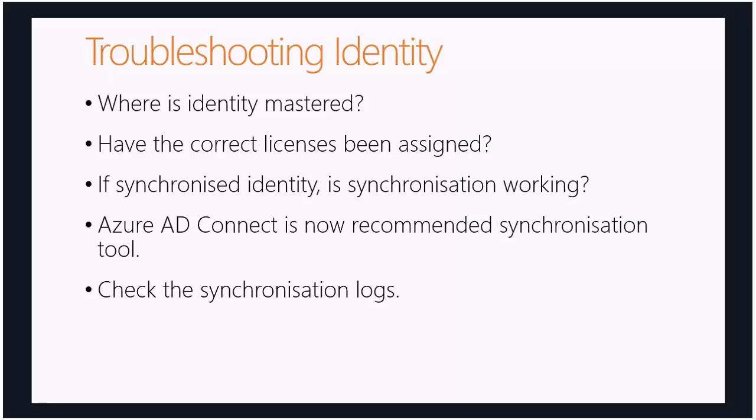So if you do have identity problems and you are synchronizing to on-premises, make sure that you are checking the logs and the synchronization service is running. Again, not only should you be checking the synchronization logs, don't forget the event logs on that server on which synchronization is running. You'll find a whole raft of information that is actually written to the Windows logs as well that you probably should be checking.